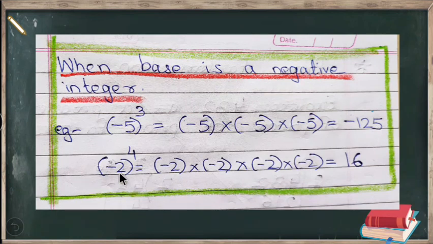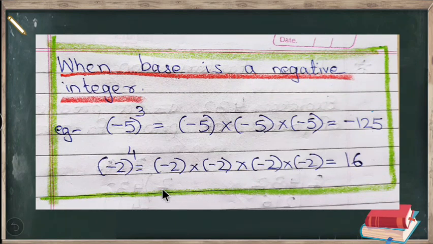And when we multiply minus 2 raised to the power 4, that is minus 2 multiplied to itself 4 times, we get the product as 16. 2 into 2 into 2 into 2 is 16. Minus minus is plus, plus minus is minus, and minus minus is again plus.